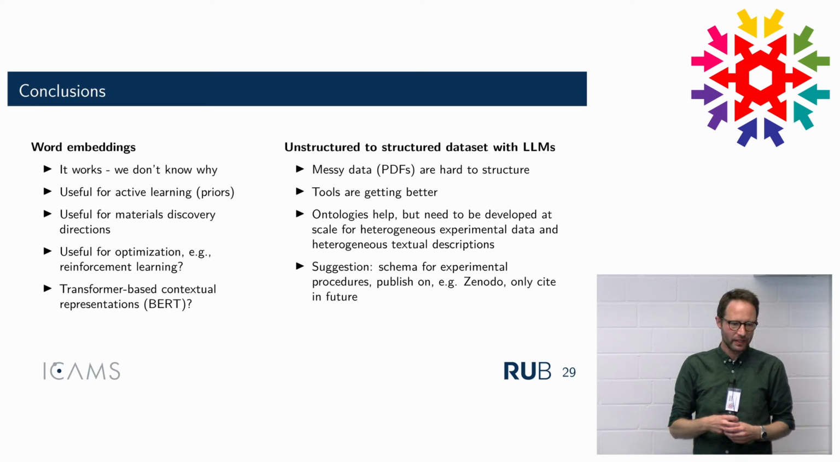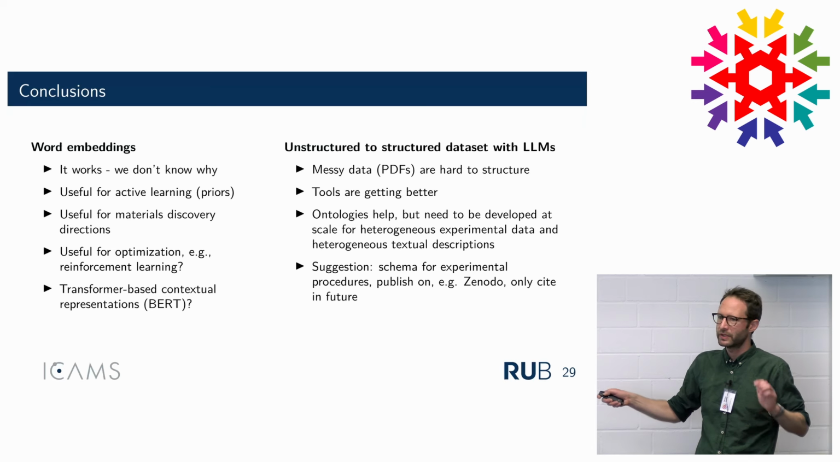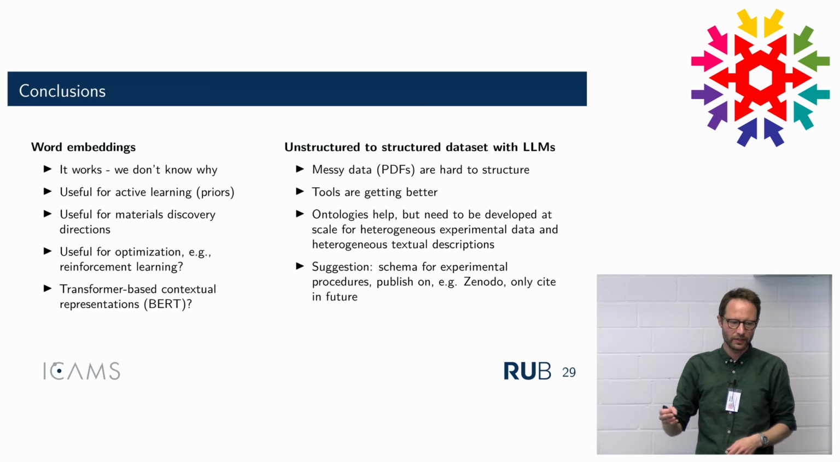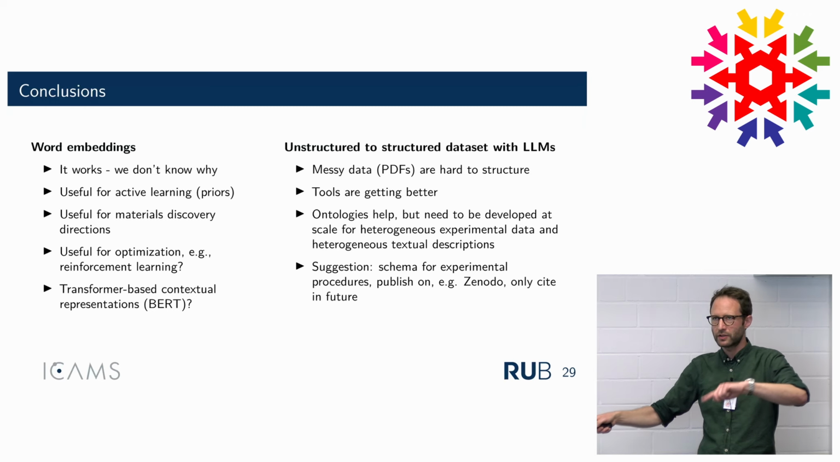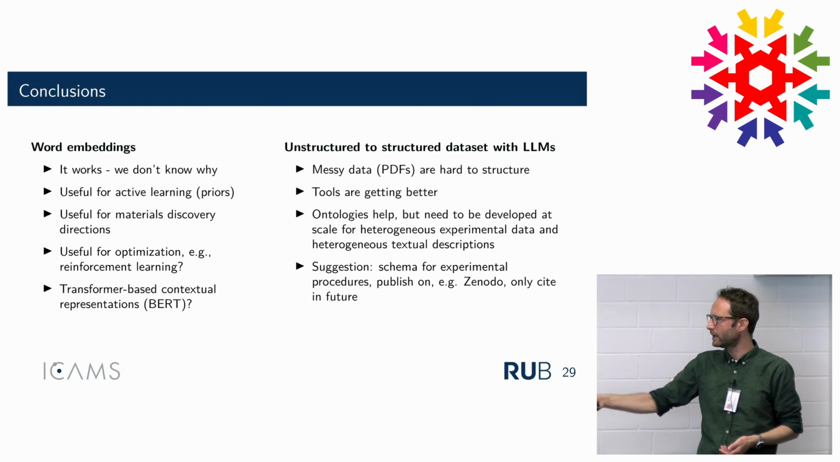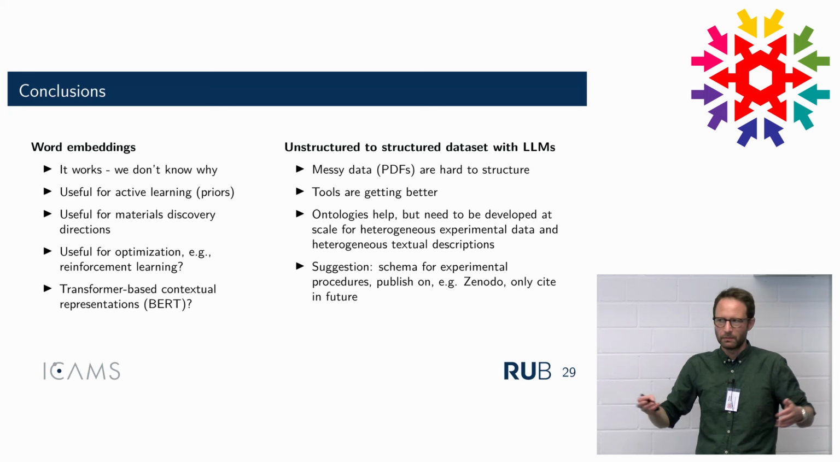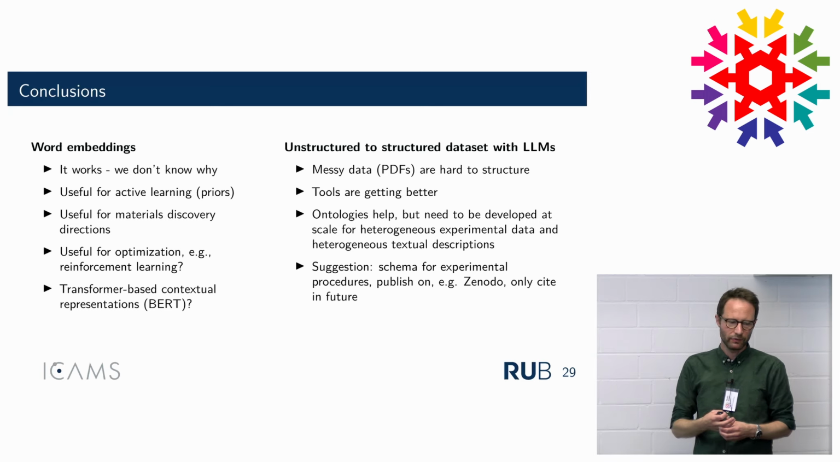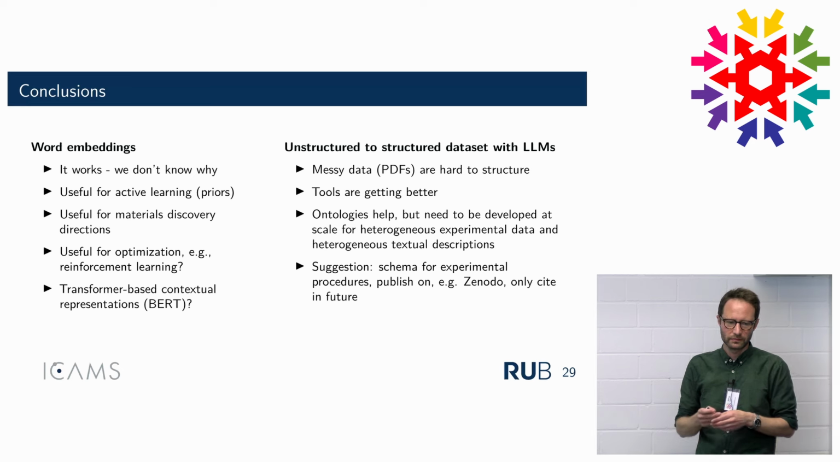And with this, I come to my conclusions. For the word embeddings, it's very quick, it works, but we don't know why. We have yet to find the limit. The question that we always get is if other non-fixed context embeddings would be better, like the bidirectional encodings, BERT, MatBERT, SciBERT, you probably have heard of those. I cannot tell you, we have not tried them yet. So far, these baseline word embeddings work quite well.